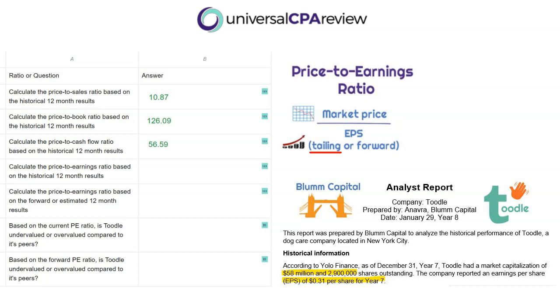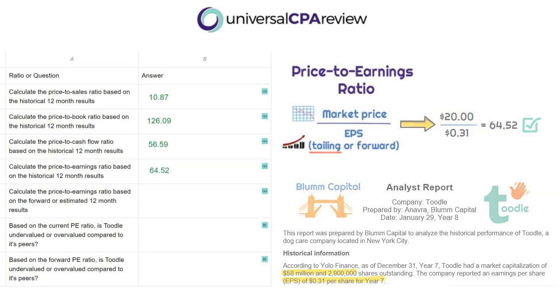So we're actually going to have to convert that market price to a per share amount. But it's not that hard, right? We're just going to take the 58 million, divide by shares outstanding of 2,900,000, and that gets us to a price of $20 per share. So now we just need to take that $20 price per share, divide by the EPS for year 7 of 31 cents per share, and that gets us to a PE ratio of 64.52.